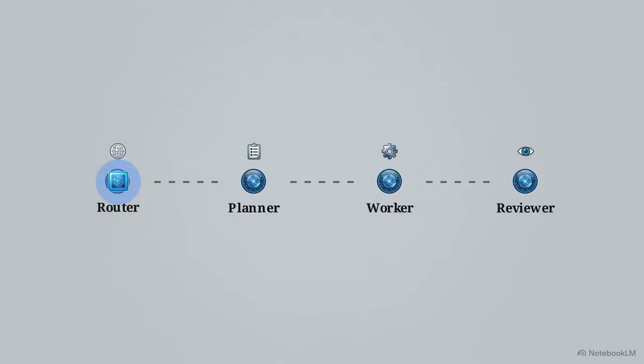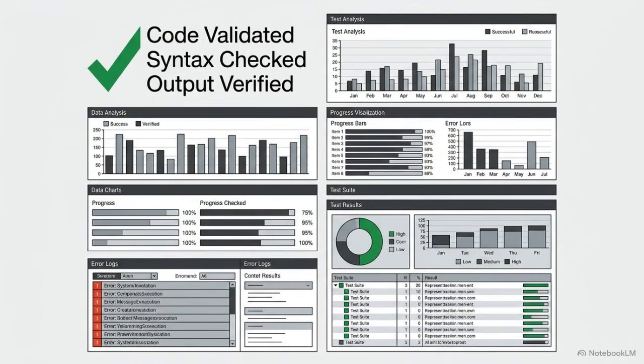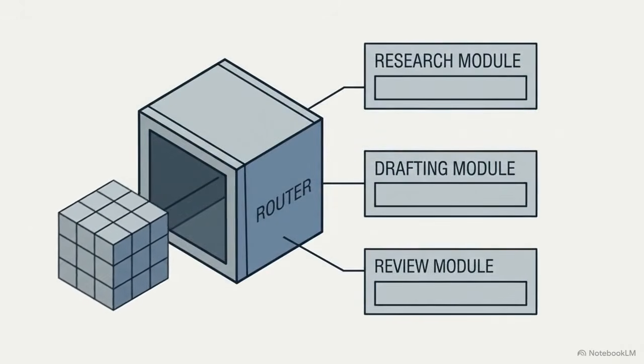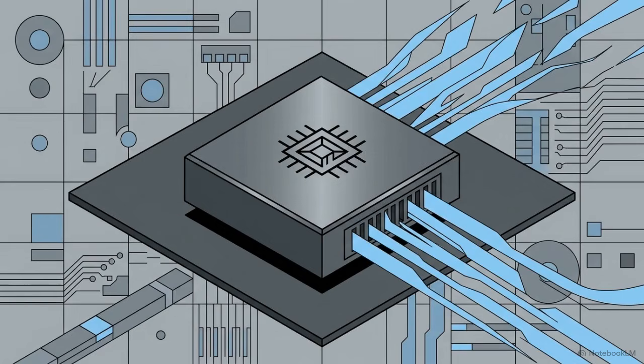A router directs the traffic, a planner maps the steps, a worker executes the task, and a reviewer checks the output for errors. This mirrors how we already approach traditional software engineering through the separation of concerns. By dividing the labor, the AI's outputs become highly predictable, easy to test, and simple to debug. Because complex workflows break when forced into a single prompt, specialized multi-agent teams provide the structural reliability needed for production-grade products.